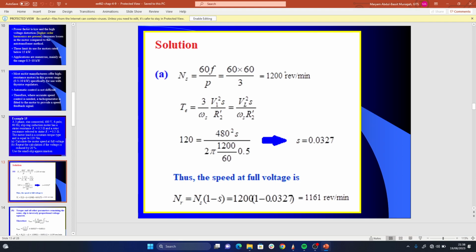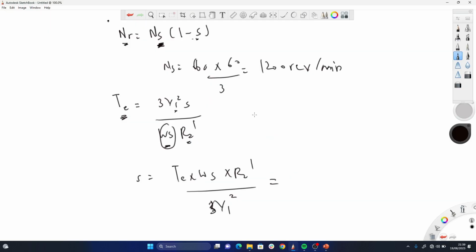So you just change the synchronous speed to rad per second, and you can use it inside the formula. And once I have my slip, I can find my NR. NS(1 minus slip). That gives me 1161 rev per minute. So that's it. That's how you find your speed. So this formula is very, very important.